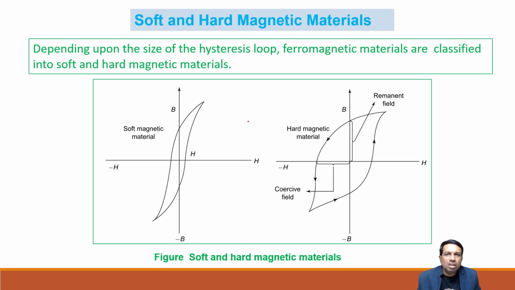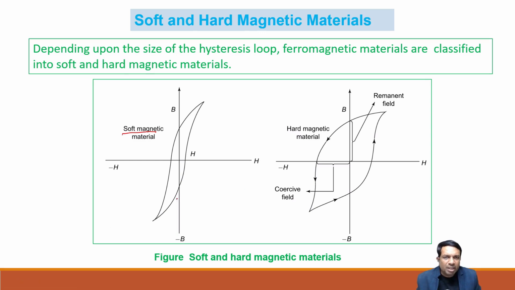Depending on the size of the hysteresis BH curves or IH curve, ferromagnetic materials are classified into two main types: soft and hard magnetic material. If the area of the hysteresis loop is very small, we call it soft magnetic material, and whenever this area is very high, we say it is hard magnetic material, right?